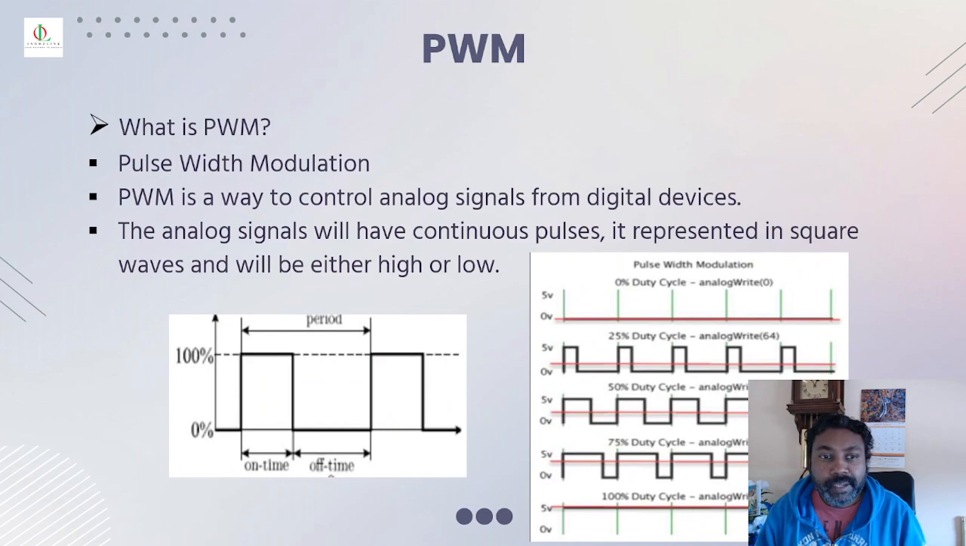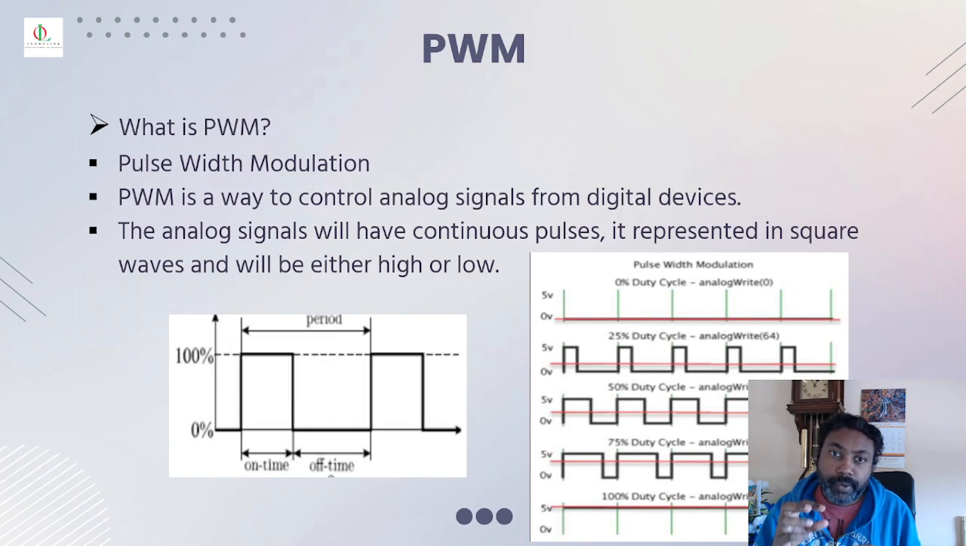PWM. What is PWM? As you know by now, PWM is pulse width modulation. It's a way to control analog signals from digital devices. As you know, analog signals come in continuous pulses, so you need to capture that and analyze that to control something. So pulse width modulation is mainly used to control something.